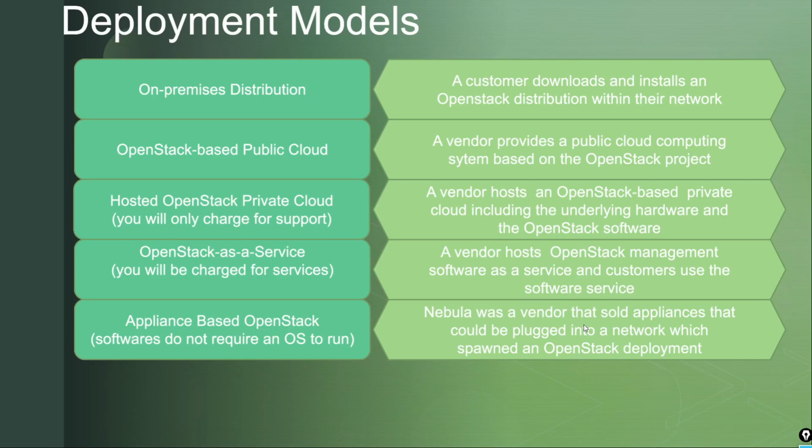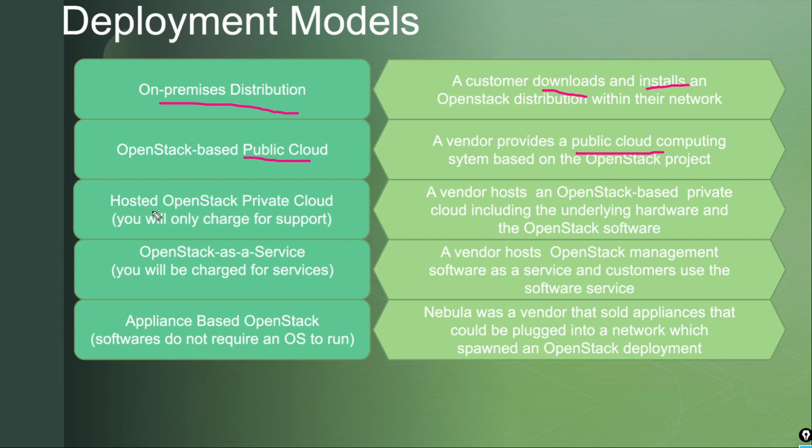So let's go for the deployment models of OpenStack. The first one is on-premises distribution. What's that? You have your own OpenStack, so you can download and install whatever you want on your OpenStack, and everything is in your hands. The second one is using an OpenStack-based public cloud. It's exactly like Amazon. There's a vendor that provides you a public cloud for computing and for whatever you're going to do.